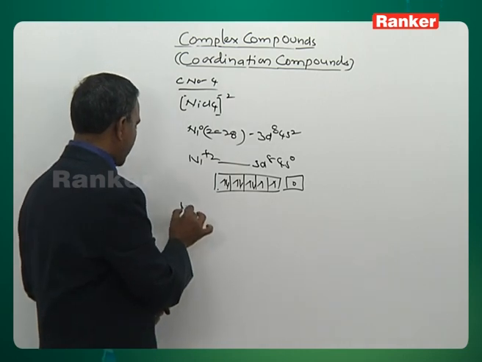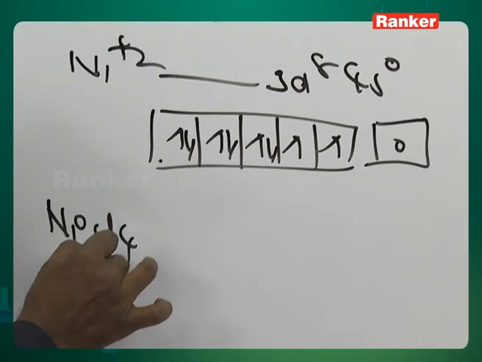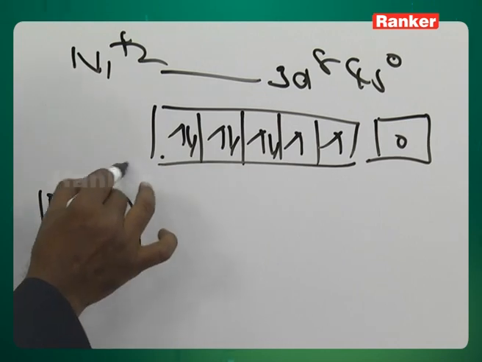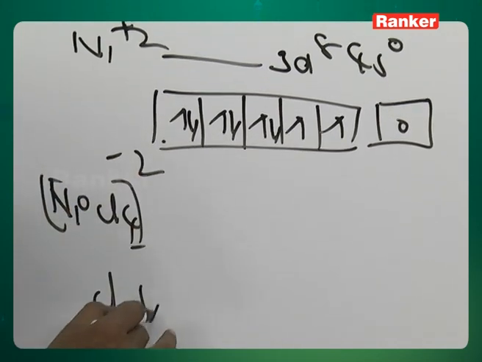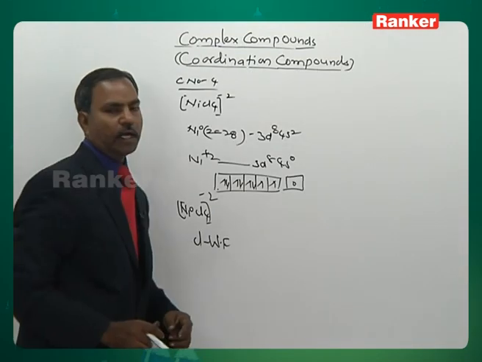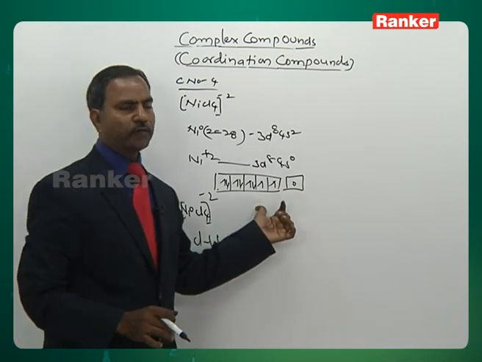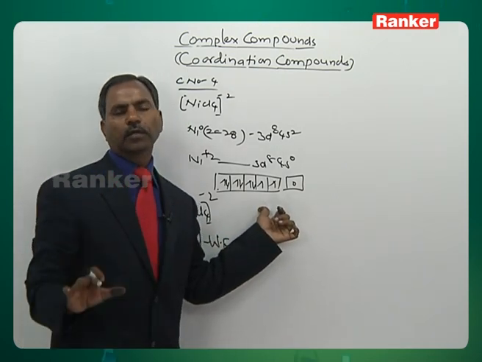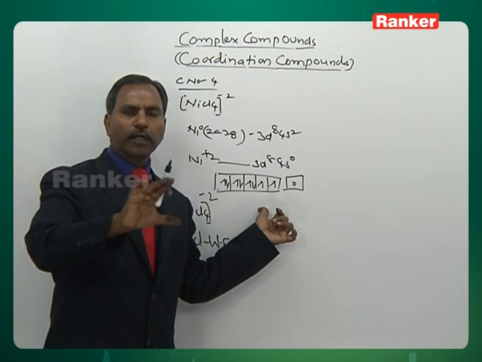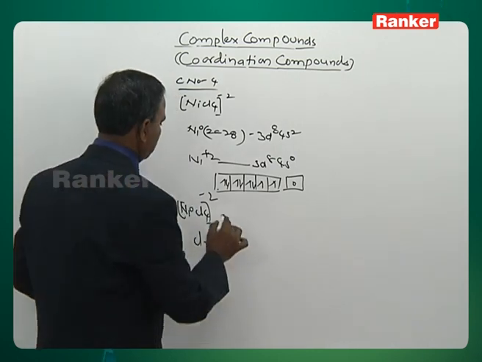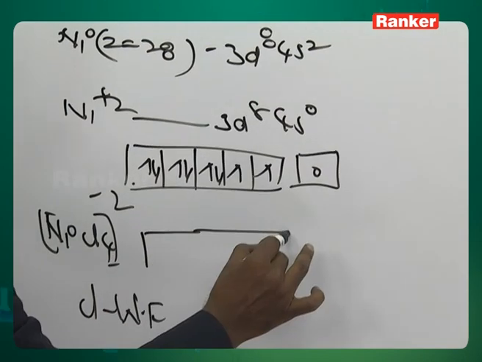Next, let me write the complex nickel tetrachloride, [NiCl4]2-. Cl is what? Weak field ligand. What happens with a weak field ligand? No pairing of electrons. The d orbital electrons remain as such. Therefore, I am writing without any change in the arrangement of electrons.